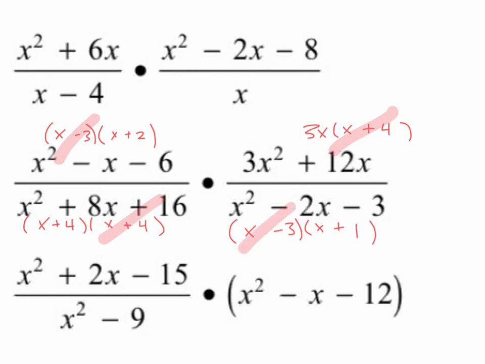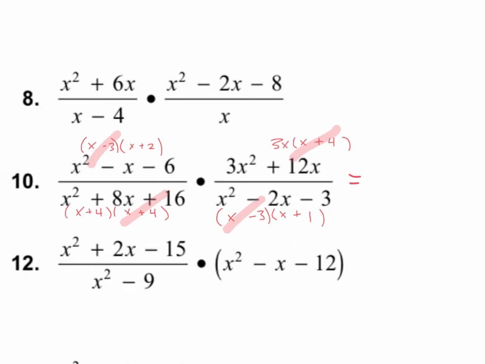Is that it? Yep. So then what are we left with on the top? Three x times x plus 2. What are we left with on the bottom? X plus 4 times x plus 1.